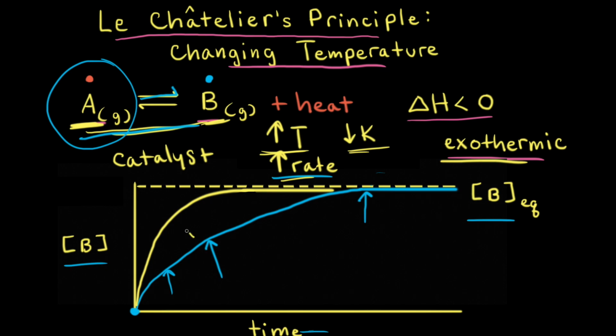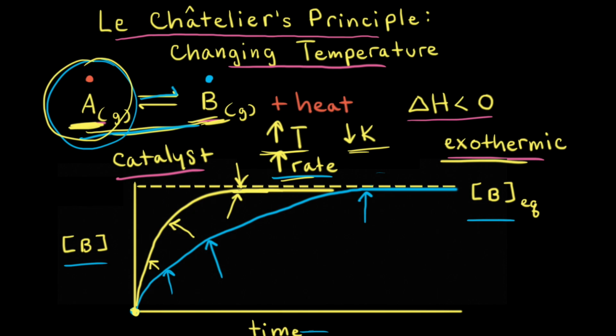The yellow line represents the reaction with a catalyst added. So once again, we're starting with only A, so when time is equal to 0, the concentration of B is equal to 0. And as time increases, A turns into B, so the concentration of B increases. And eventually, the concentration of B becomes constant and the reaction reaches equilibrium. Notice that the reaction reached equilibrium much faster with the addition of the catalyst than it did without the catalyst. So the addition of a catalyst allows a reaction to reach equilibrium faster.